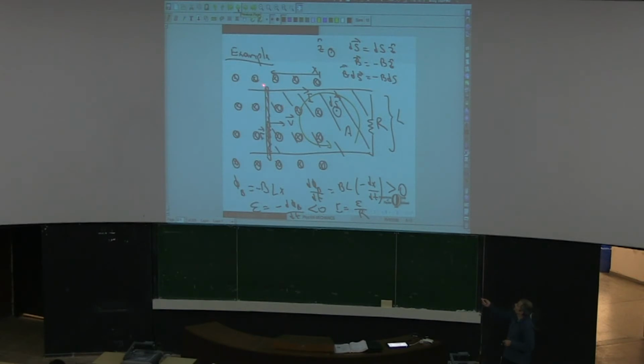Because if the wire is moving in this direction, what will be the direction of the force acting on the electrons? Upward. It will not be along the wire, the electrons will not be able to move, so nothing will happen if we stick with this description only.